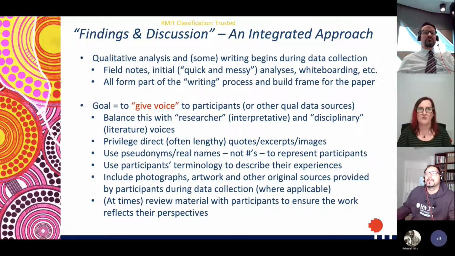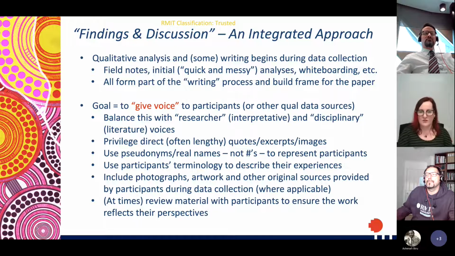So I'm very mindful when I'm writing and when I'm starting to think about what the paper sections will look like, that I have to strike a balance between my voice, which is the interpretive voice, and the voice of what I call the discipline, all the research that's come before, and then the voice of the people or the documents or the artifacts that I've engaged in my data collection and my analysis work.